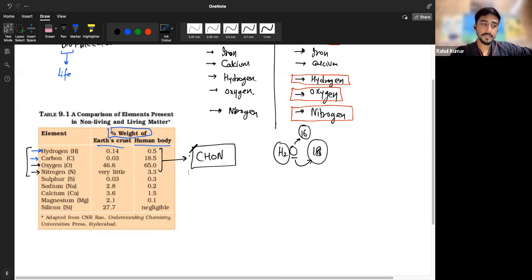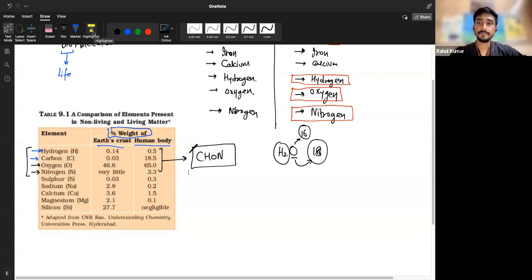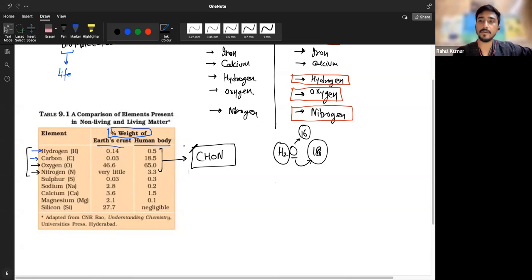That is higher in living matter than in non-living matter. Is that clear? Clear? Yes, sir. Very well. So let's move forward. So you understood how to distinguish a living matter from a non-living matter now.